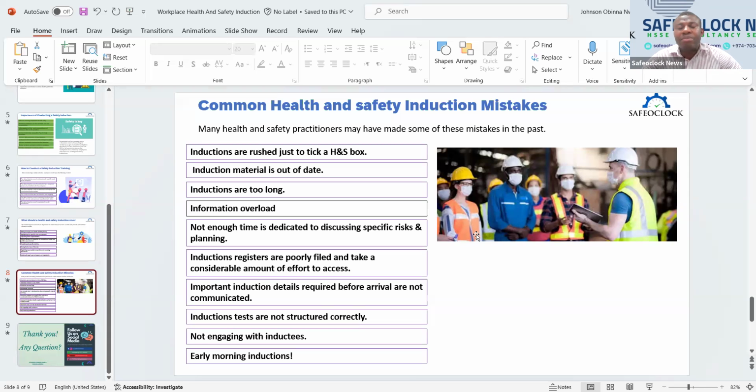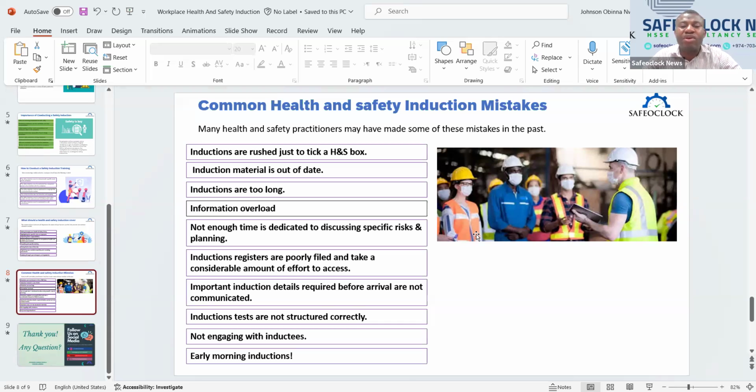Another mistake is the inductees not engaging during the induction, because you are only talking, just like I'm presenting now. I'm just talking, not asking questions, not getting feedback from the inductees, not even checking if they're understanding. So how do you correct this? You do it session by session. After a particular topic has been finished, you can ask a few questions relating to that topic. Maybe you finish discussing a health and safety policy. You can ask them one or two questions related to that policy, just to be sure that they understood it before you go to the next one. Make your induction as engaging as possible.